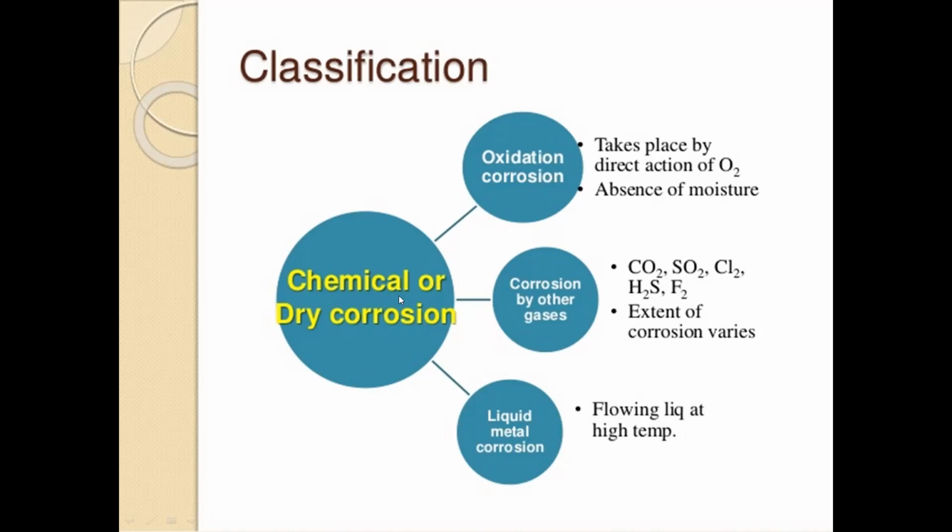Now this chemical or dry corrosion is again classified into three classes. First is oxidation corrosion. Second is corrosion by other gases. And third is liquid metal corrosion. So these are the further classification of dry corrosion.